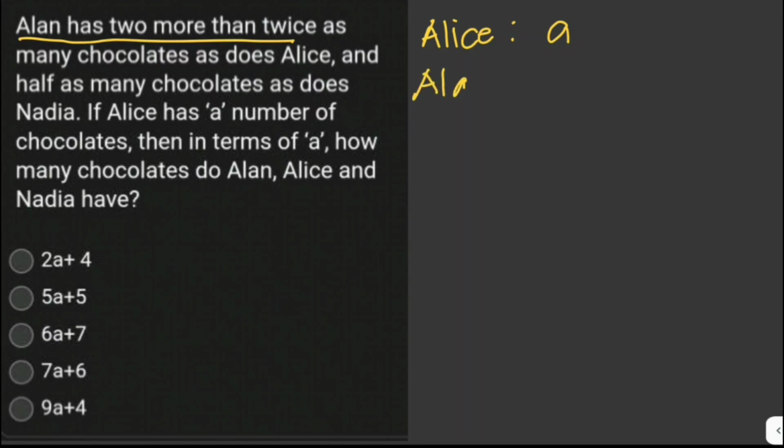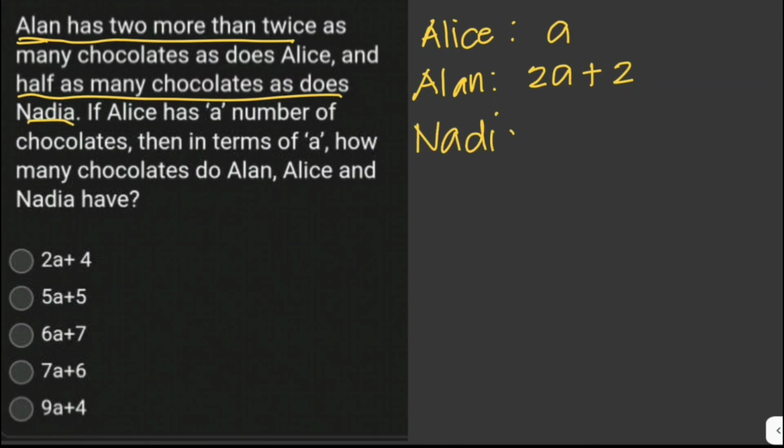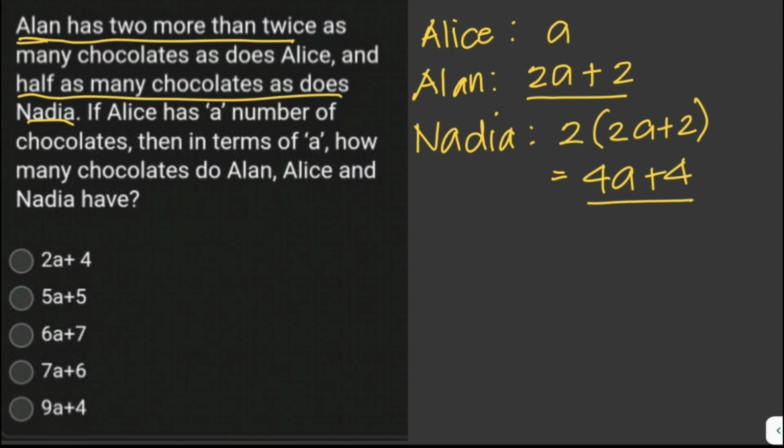So Alan has more than twice, okay, 2 times A, more than twice as many chocolates as does Alice. And then for Nadia, okay, it says here that Alan has half as many chocolates as Nadia. Therefore, Nadia has twice of what Alan has. So that would be 2 times 2A plus 2. So this is 4A plus 4. So this is what Nadia has.